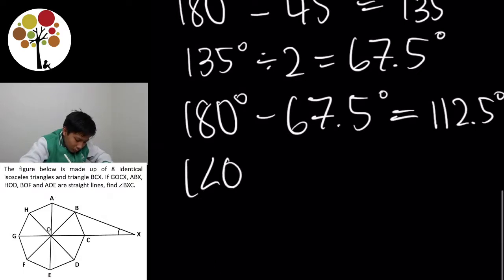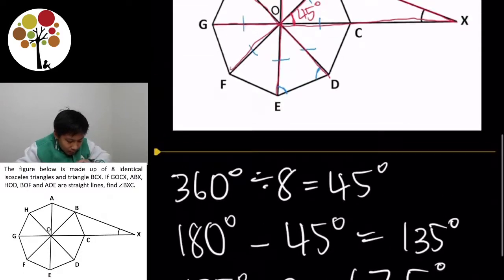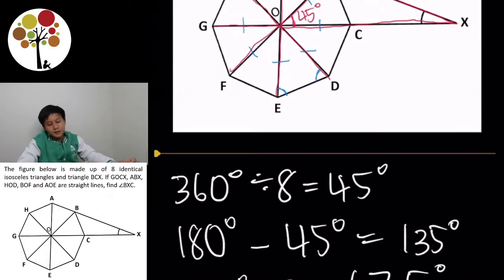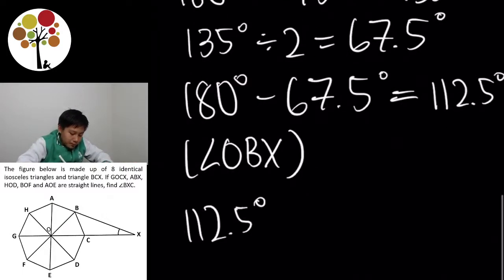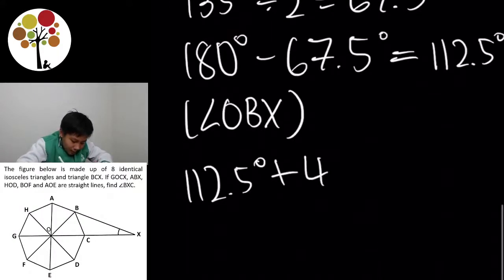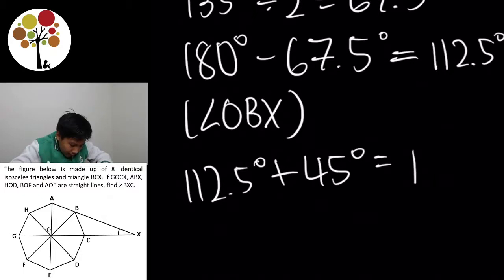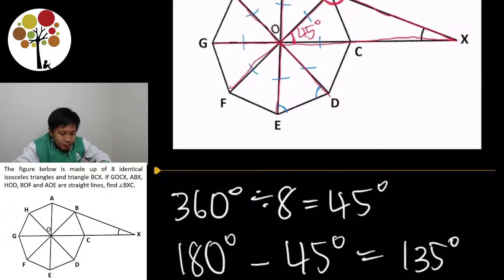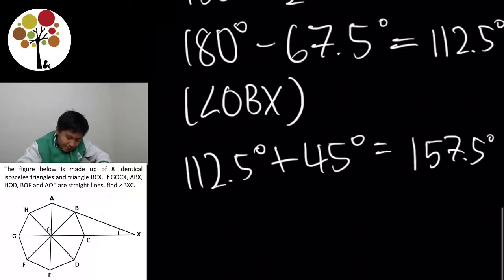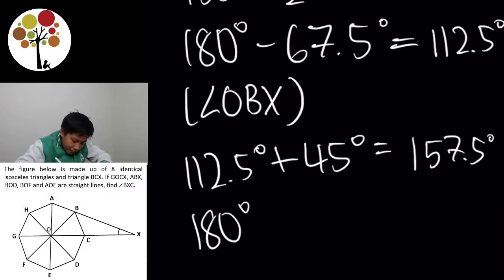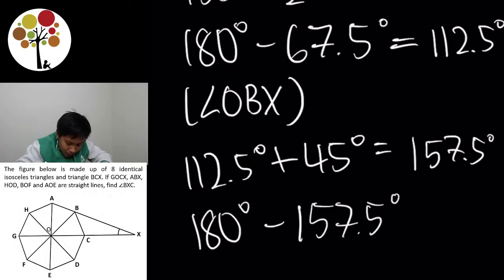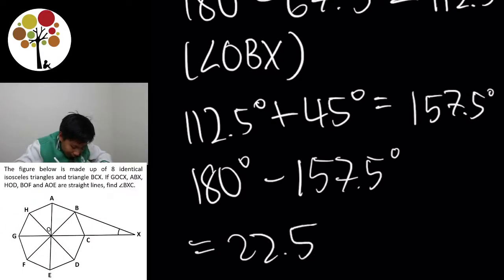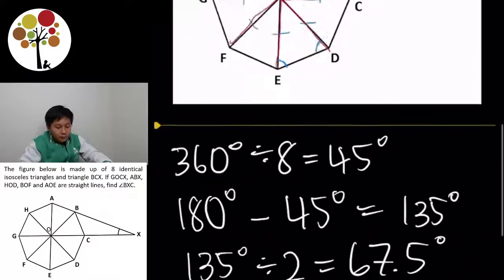So angle OBX. Now to find BXC, as I said earlier, one triangle has all the angles add up to 180. So we take 112.5 degrees plus 45 degrees, which is equal to 157.5 degrees, which is OBX plus BOC, which is 45 degrees. So BXC is simply equal to 180 degrees minus 157.5 degrees, which is equal to 22.5 degrees. So that is the answer for X.